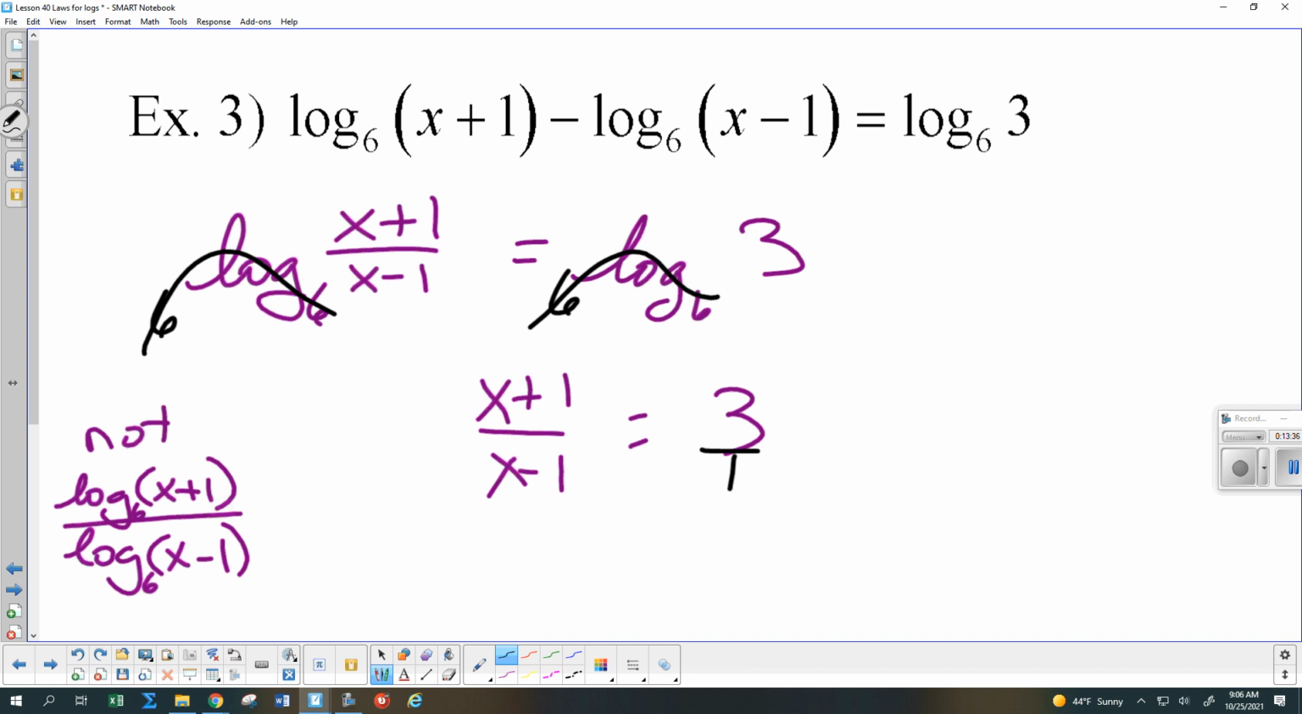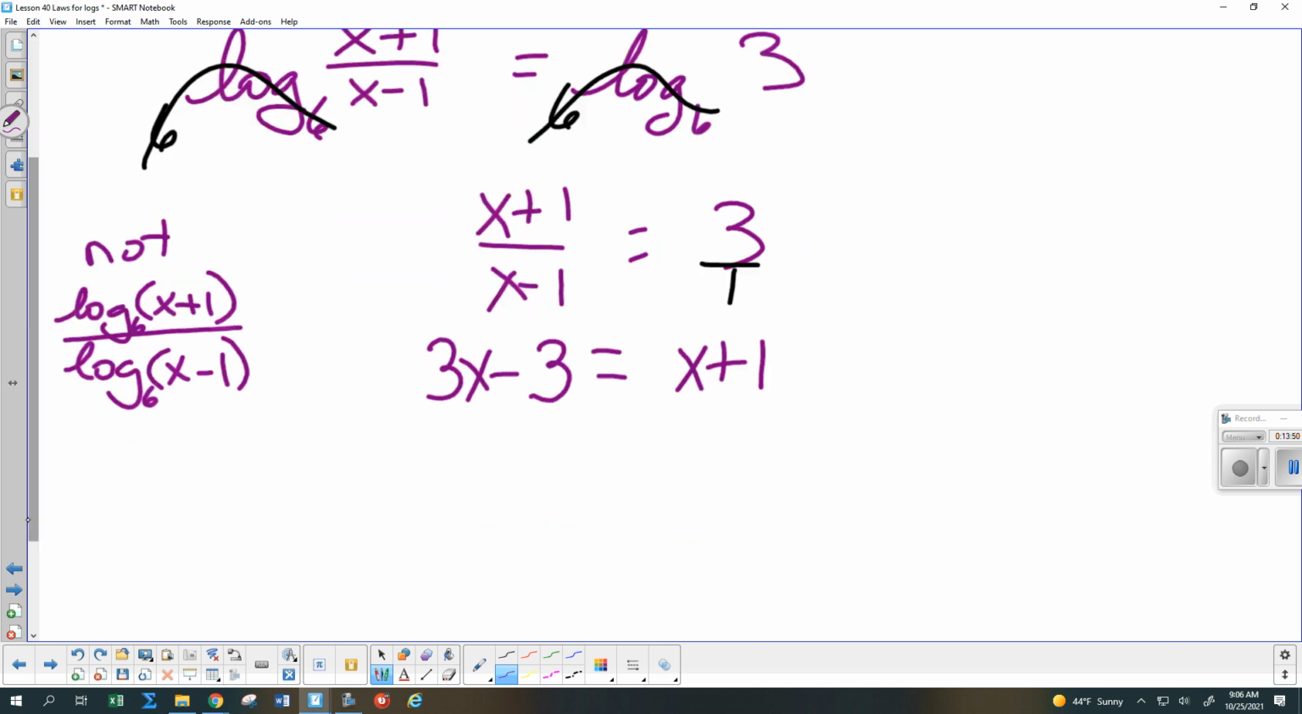Multiply both sides by x minus 1 or take the cross product, whichever way you prefer to think about that. And we have 3x minus 3 equals x plus 1. Subtract x on both sides. Add 3 on both sides. Divide both sides by 2.